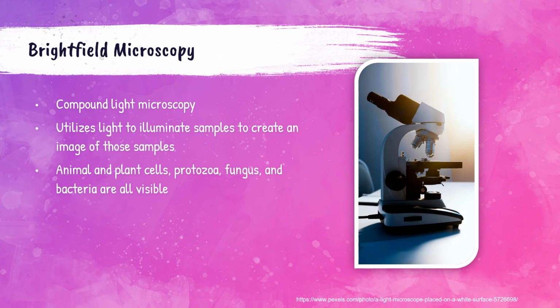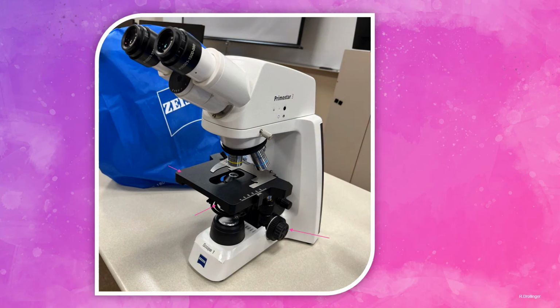This light passes through the sample on the slide, and an objective lens magnifies the image and projects that image onto an eyepiece. So when looking at a specimen, the image appears dark against a bright background. This is why compound light microscopy is often referred to as brightfield microscopy. The photo on the right-hand side of the slide shows what a generic compound light or brightfield microscope looks like. It's very important that you understand the parts of the compound light microscope to succeed in the laboratory profession.